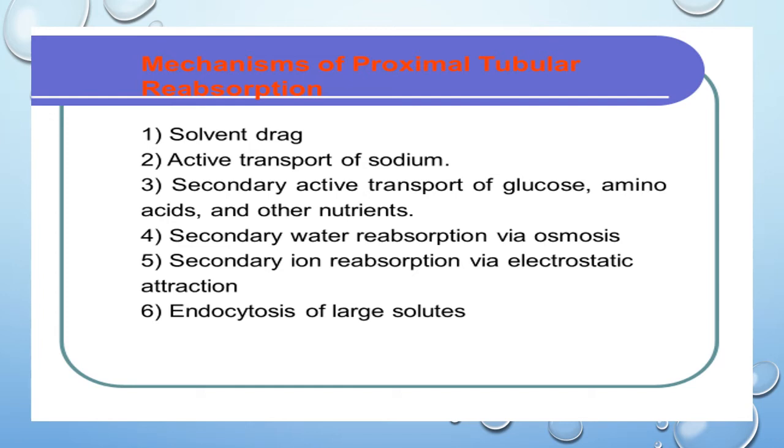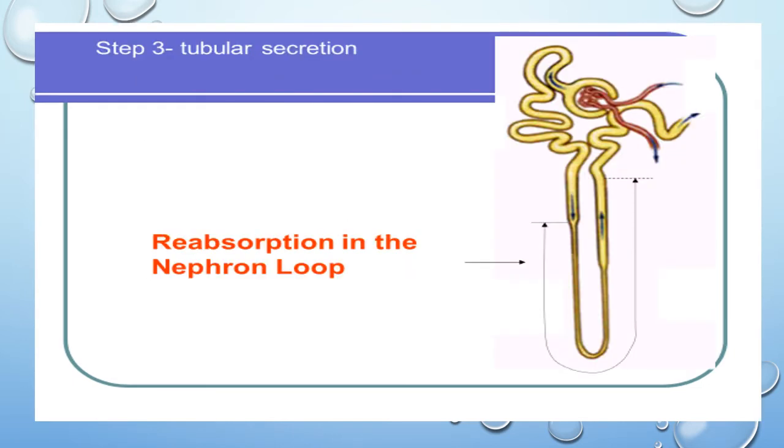But what happens if everything makes it, that filtrate makes it through the glomerulus, makes it through the proximal tubule? That's what's left. Well, what happens if there's an emergency that we need to put it out of your body? We need to get it out. That's where step 3 comes along. Step 3 is going to be this tubular secretion, and it's going to happen in the loop of Henle. Okay, so step 3 is the last step. It is the opposite of step 2, or tubular reabsorption.